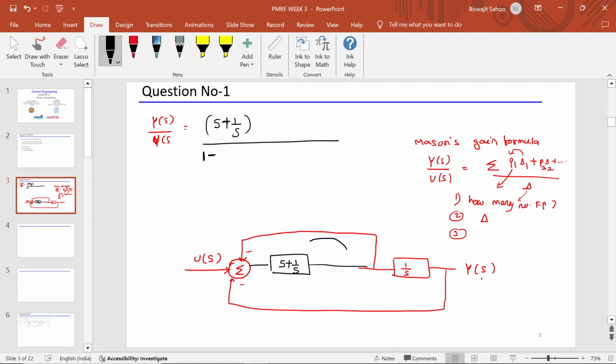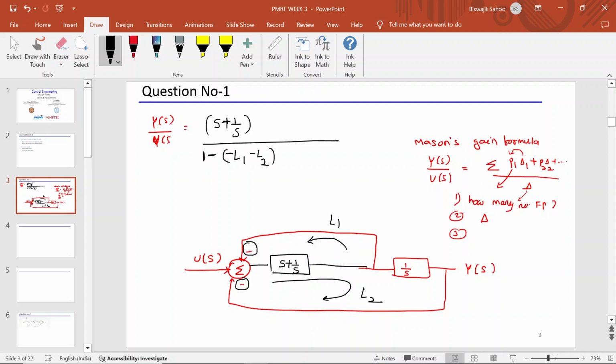Here is one loop, L1, and here is another loop, this one is L2, right? Now write down the individual loop gains. I'm not solving it because you know what L1 is. So this loop gain is minus L1 because this minus sign is there. And here is L2, again with a minus sign, so minus L2.